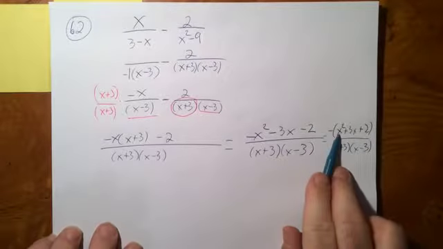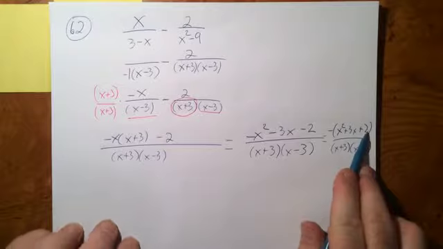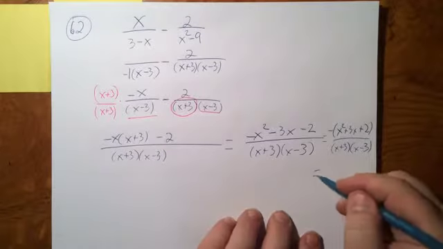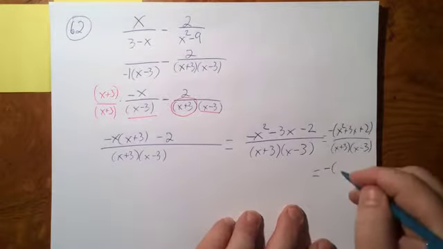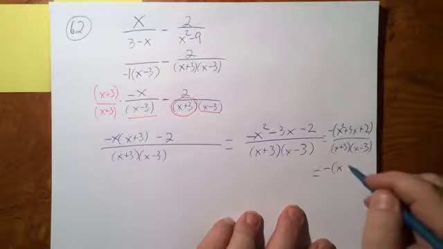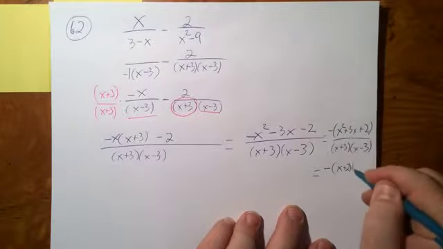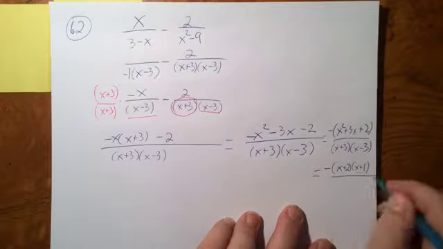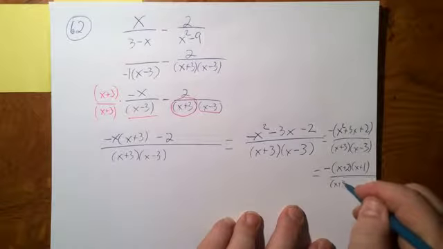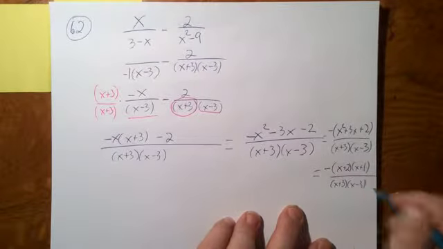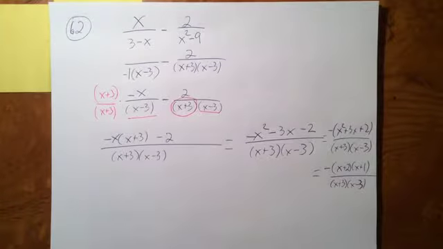Some of you may look and say, well, gee, x squared plus 3x plus 2, doesn't that factor? Yes, it does factor. And the two factors here will be x plus 2 times x plus 1, over x plus 3 times x minus 3. So we factor the top as much as we can. Does anything reduce? No, nothing does.